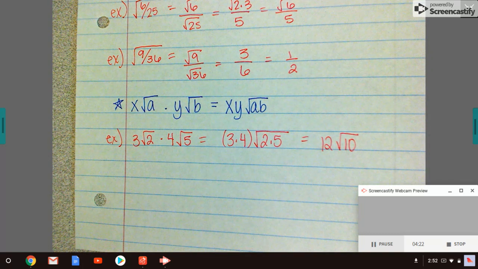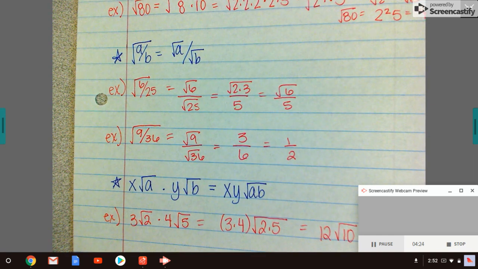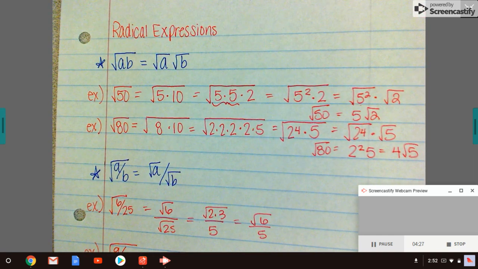So there's a few different types of examples on simplifying radicals. We're going to be able to use these when we look at solving quadratic equations when it doesn't work out to factor. So this will all be used soon.